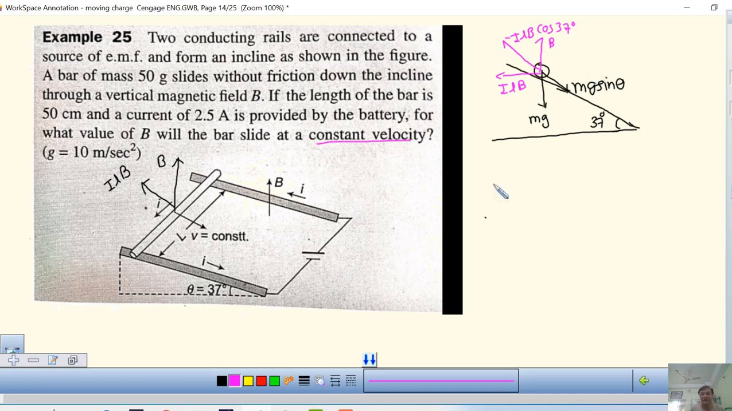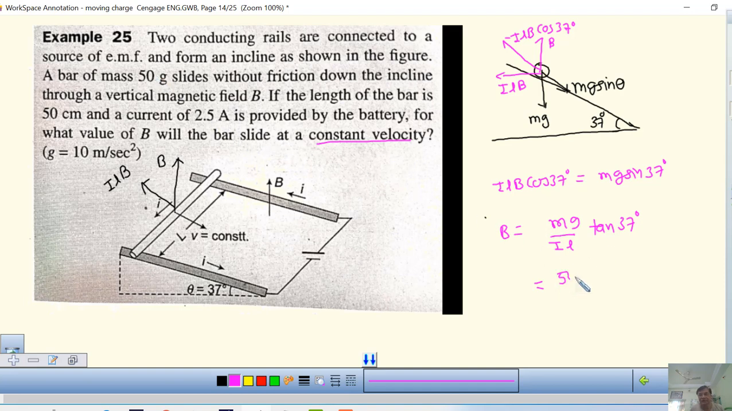So we can write ILB cos 37 is equal to mg sin 37. So B is equal to mg upon IL, sin upon cos means tan 37. So you have given all this value.